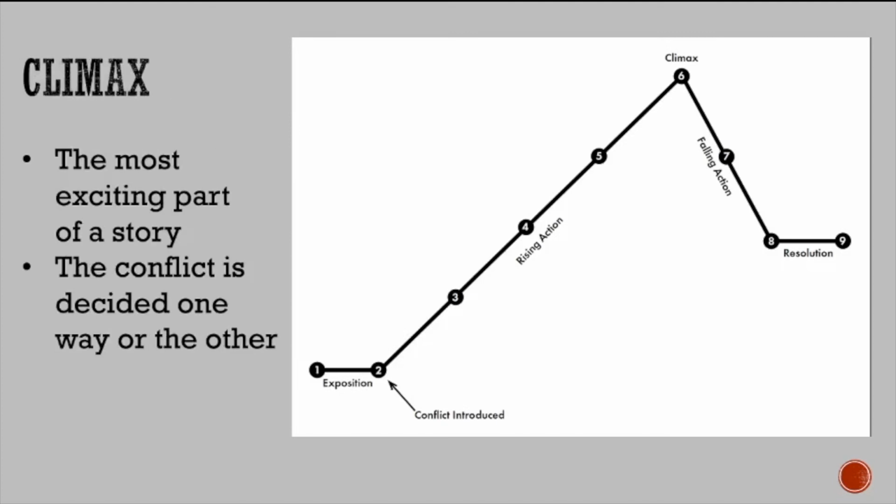climax. Now, the climax, I like to describe it as the most exciting part of the story. This is the most interesting part. This is the big boss battle if you're playing a video game. This is really important to the story. The conflict is going to be decided. Either the good guy is going to win or the bad guy is going to win. Either the hero is going to complete his quest or he's going to fail and people die, people suffer. So the conflict is decided here in the climax. So this is really the interesting part of a story.